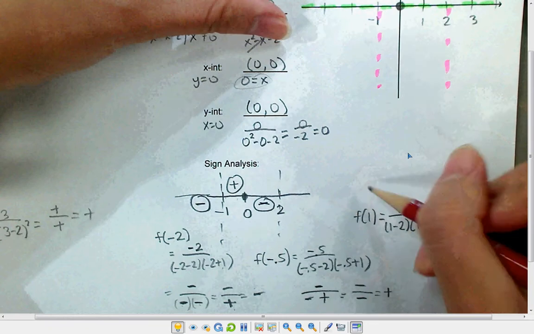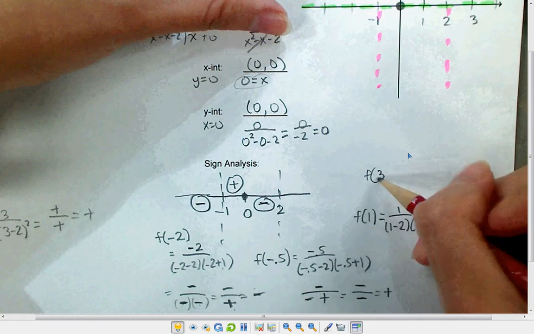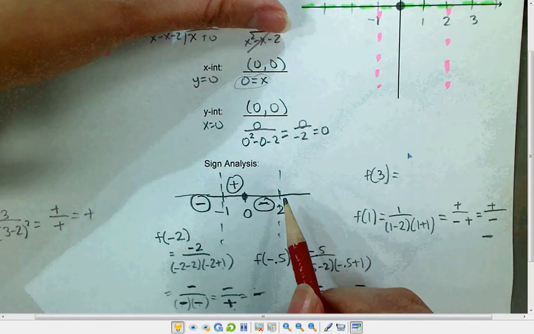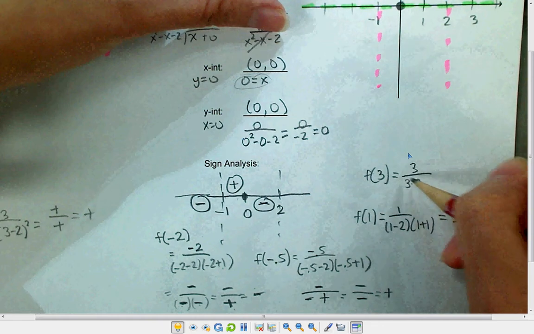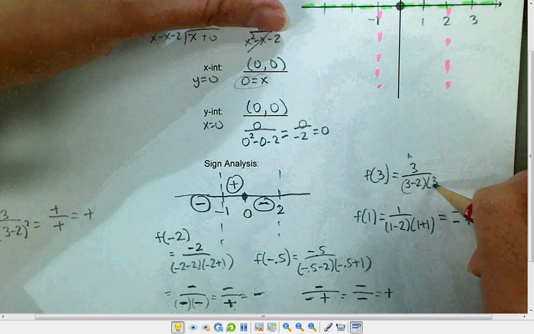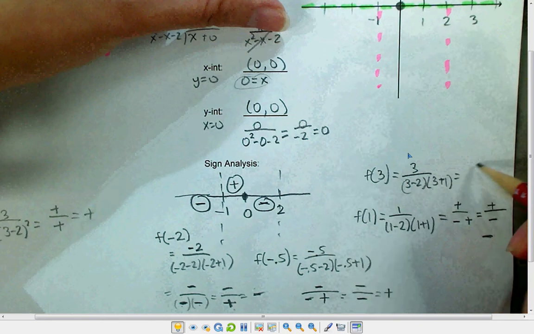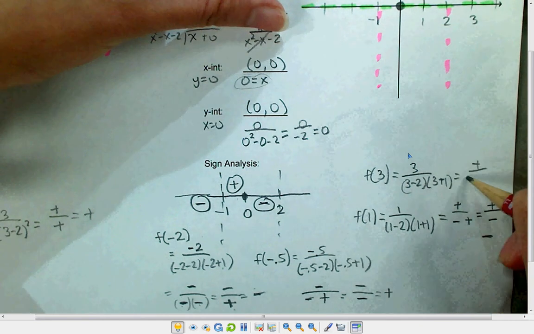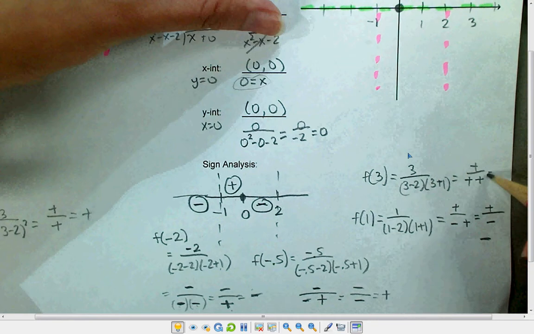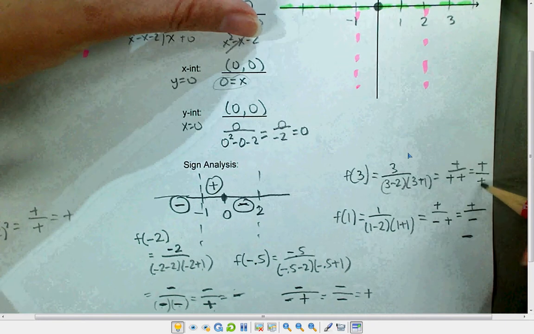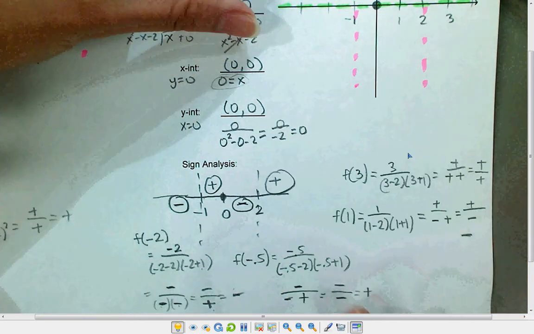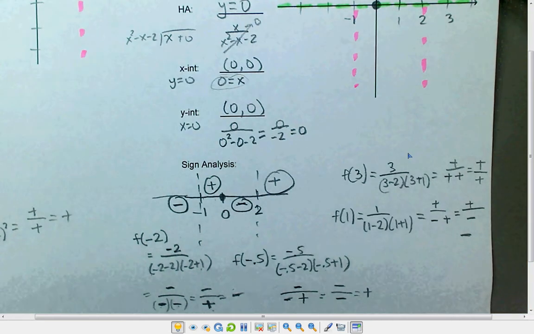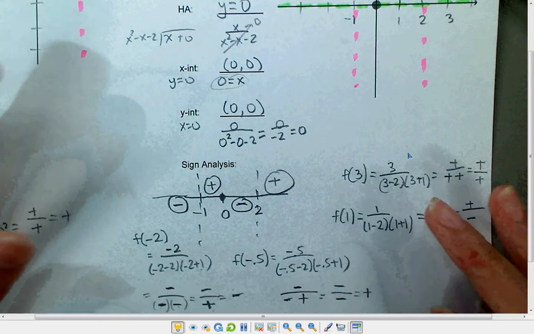Finally, we're going to pick one more number for this last section. Let's say 3. So 3 over 3 minus 2, 3 plus 1. So positive, 3 minus 2 is positive, 3 plus 1 is positive. Positive times a positive is positive. Positive divided by positive, still positive. So this is my sign chart. So now we can use this to draw our graph.